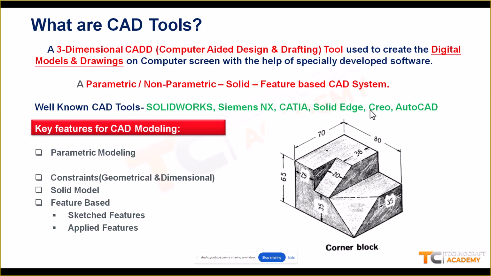The first thing is we design the parts, right? Using parametric or non-parametric features, and it should be a solid, obviously. And we also use feature-based tools to design these parts. So when it comes to key features of CAD modeling software, the first thing is the tool should be parametric.